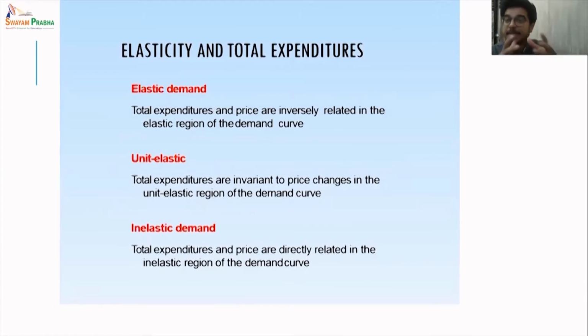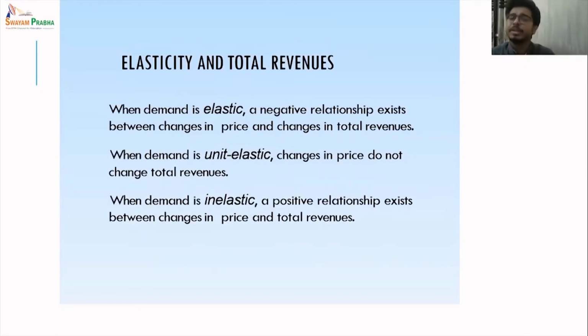So the total expenditure of a consumer is total revenue for a producer. Total expenditure for a consumer is nothing but the total revenue for a producer. So if the total expenditure is increasing, that means total revenue for them is also increasing. If the total expenditure is decreasing, total revenue is also decreasing. So they follow the same trajectory. So when demand is elastic, there is a negative relationship between price and changes in total revenue.